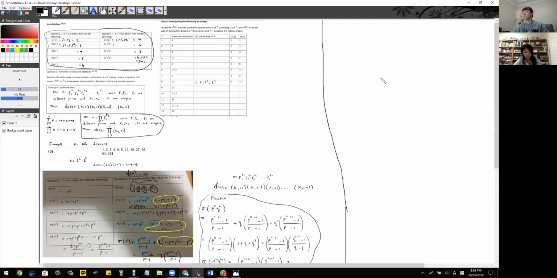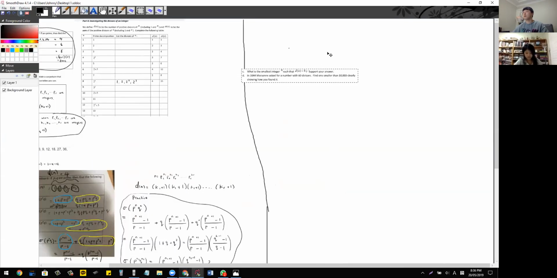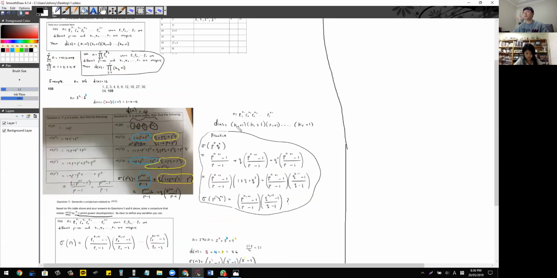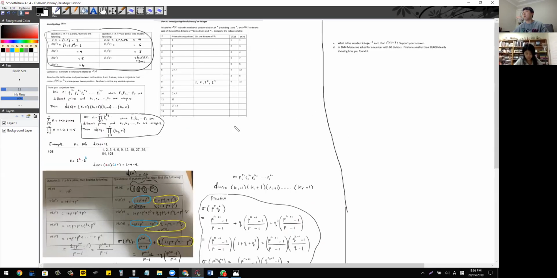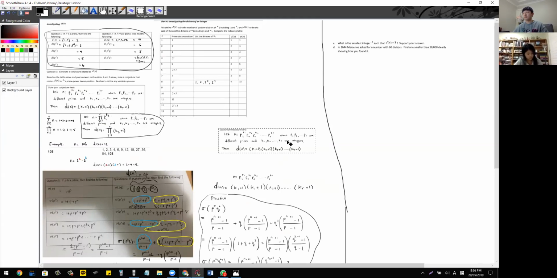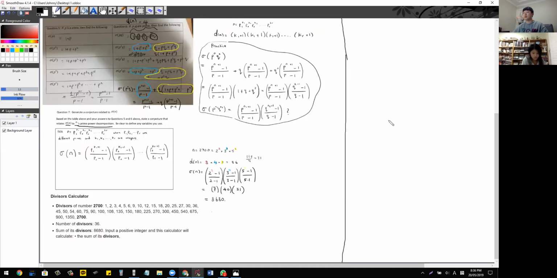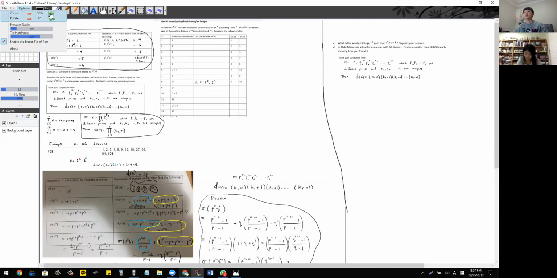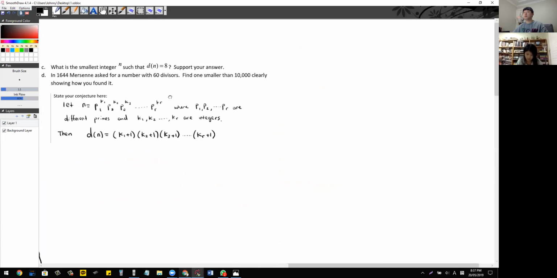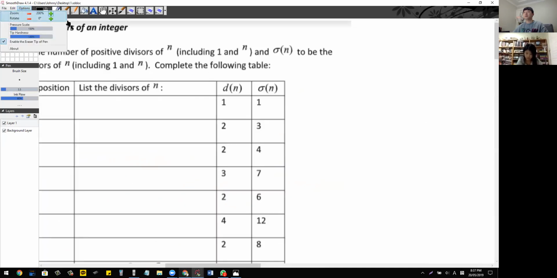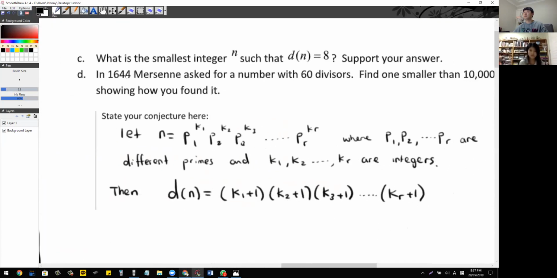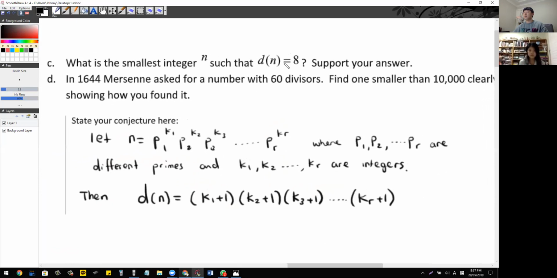Okay. That goes there. And the conjecture was this one. That's the conjecture. Okay. So the dn must be 8.